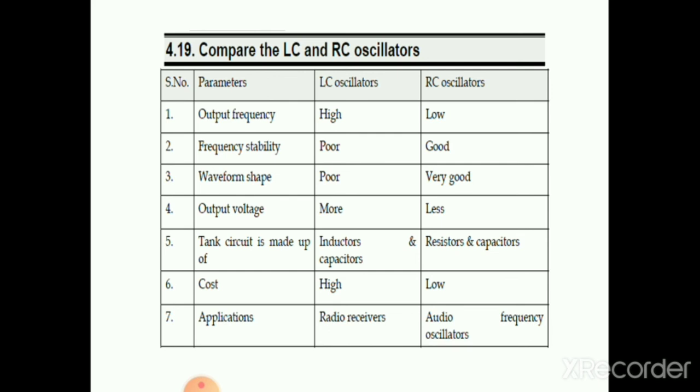The tank circuit is made up of, as the name itself says, inductors and capacitors in the case of LC, and resistors and capacitors in the case of RC. The cost is also high in the case of LC and low in the case of RC. Applications: radio receivers and audio frequency oscillators. So with this we complete today's session.